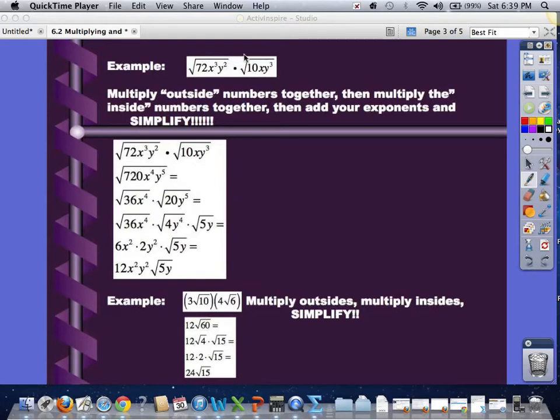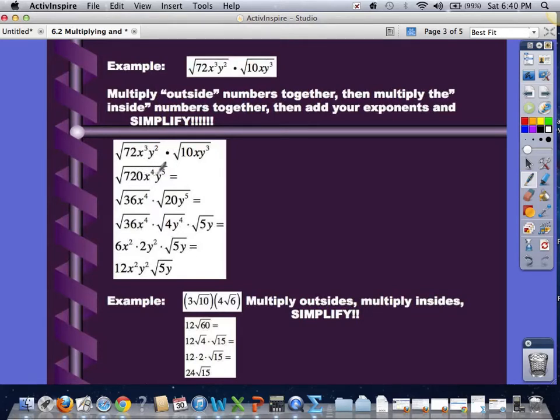Again, you multiply the outsides, and in this case we don't have any numbers outside, so that's 1 times 1, okay? But if you had a number, you would multiply the outsides times the outsides, and then you would multiply the insides times the insides, okay? So that would be 72 times 10, which is going to be 720. x cubed times x, remember it's a 1 right there, that would be a total of x to the 4th right here. And then y squared times y cubed make a total of y to the 5th, okay?